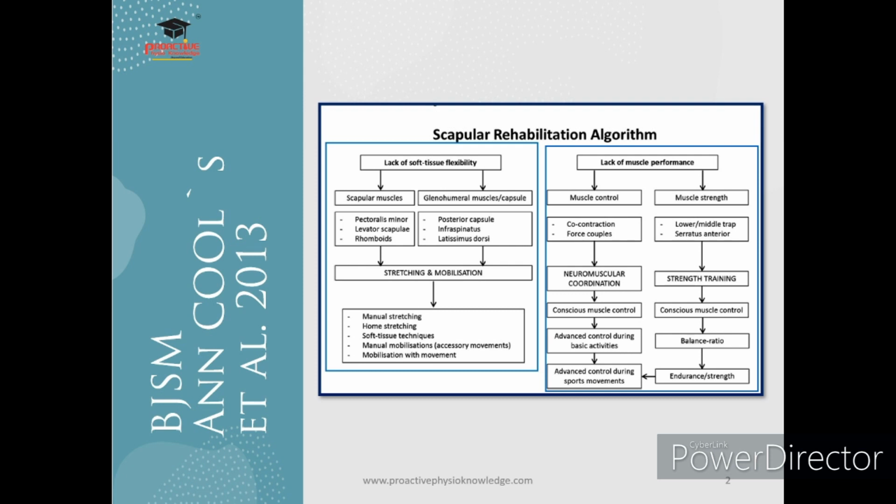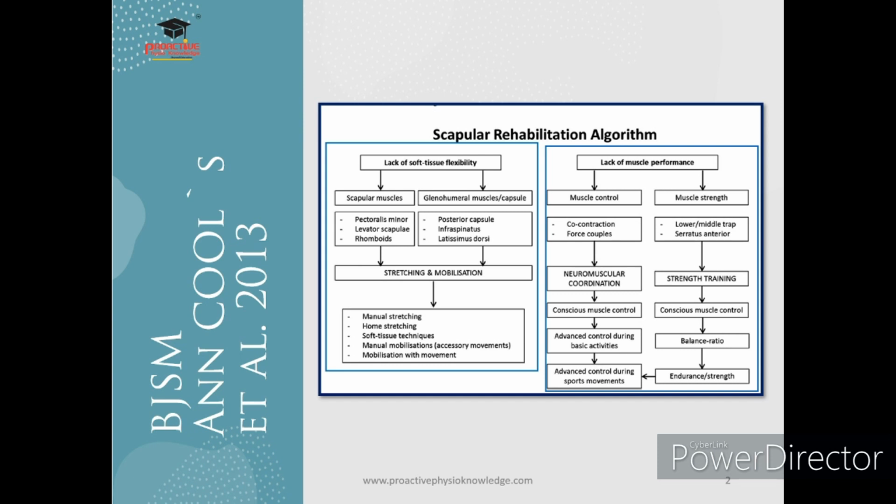In the lower part, I summarize the stretching and mobilization, as well as neuromuscular coordination and strength training. So we start on the left hand side, soft tissue flexibility to gain range of motion. Soft tissue flexibility is necessary to release the soft tissue. There are many techniques that we all know, which vary from manual therapy to dry needling.